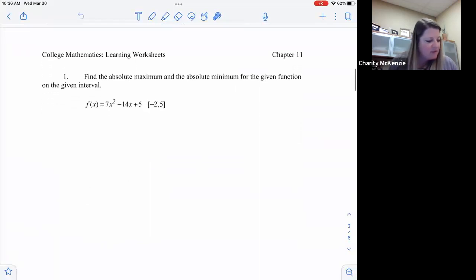That'll help us. So this first problem here, what we're going to do is find the absolute max and min. Now this has endpoints from -2 to 5. So that means we have to have an absolute max and min. So where do we want to start? We want to start with our critical values. And the critical values can be found by finding where the derivative equals 0.